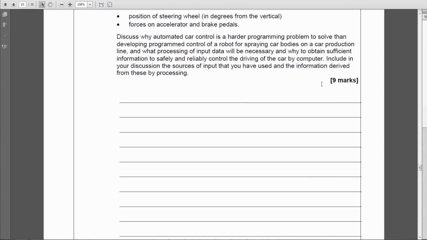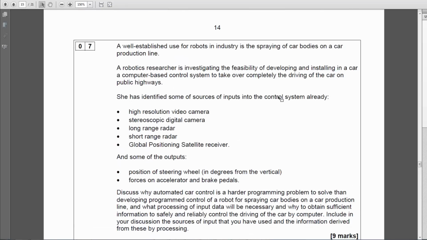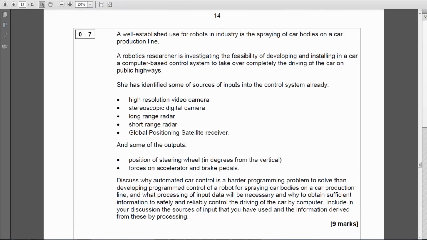So this is a long 9 marker, and this is probably going to be the longest answer in the paper. So let me get a highlighter out. A well-established use of robots in industry is the spraying of car bodies on a car production line. A robotics researcher is investigating the feasibility of developing and installing in a car a computer-based control system to take over completely the driving of a car on public highways. Okay, so this is talking about automation, which is creating and designing computer models of real-life systems.